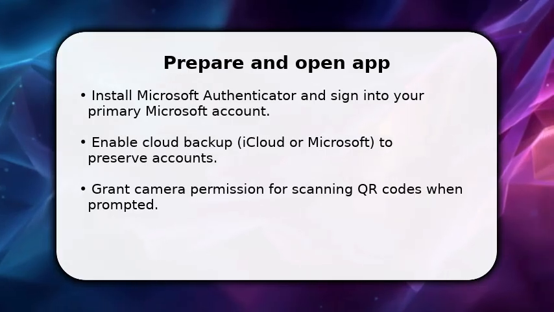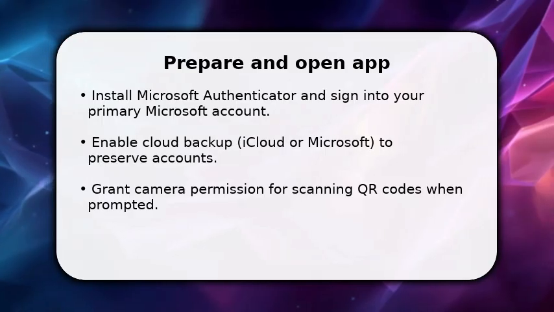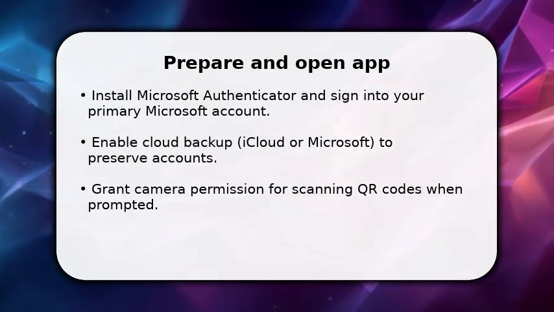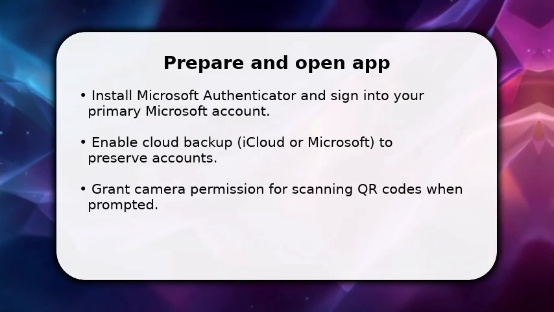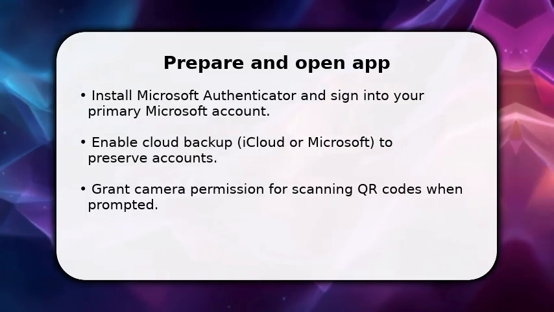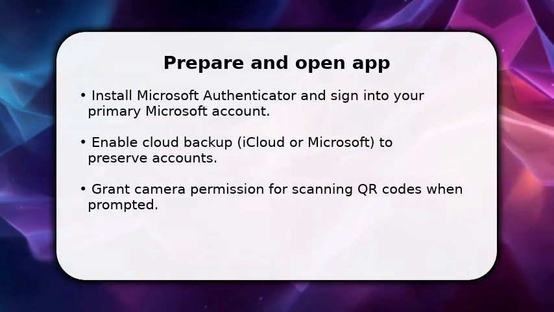You'll start by opening Microsoft Authenticator and confirming cloud backup. Once done, sign into your primary Microsoft account so recovery is enabled. Make sure backup is active.